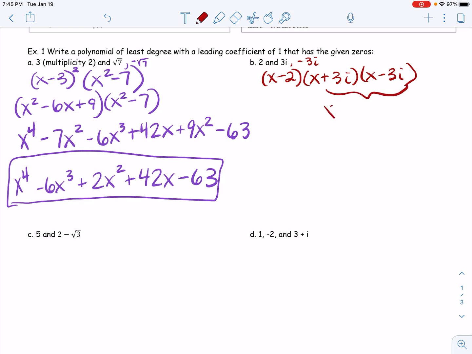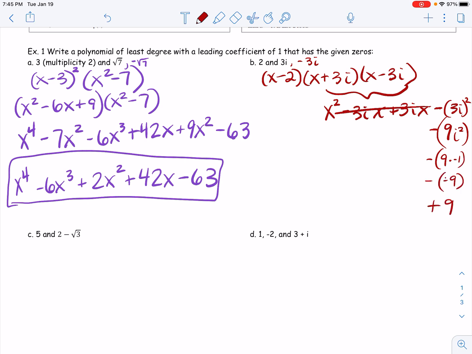So FOIL: x times x, a negative 3ix, a positive 3ix. Those are going to cancel out. And then a negative 3i squared. Okay, well, let's think about what we do here. I'm squaring 3. I'm keeping that negative here. I'm squaring the 3, and then I'm squaring i squared. But what is i squared? Negative 1. So this is really negative of negative 9, which is just positive 9.